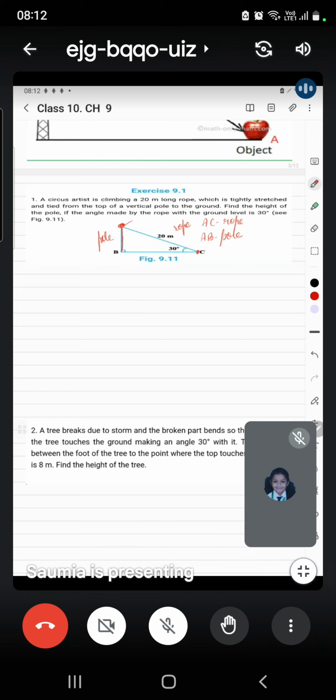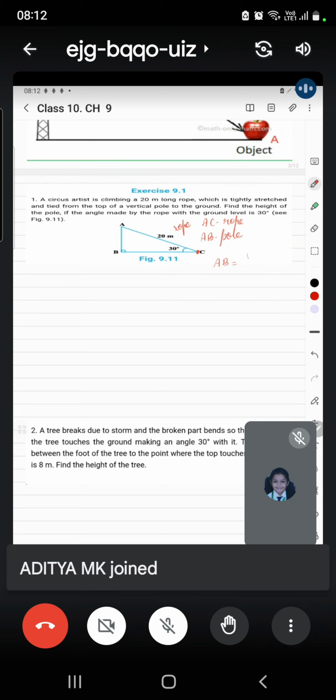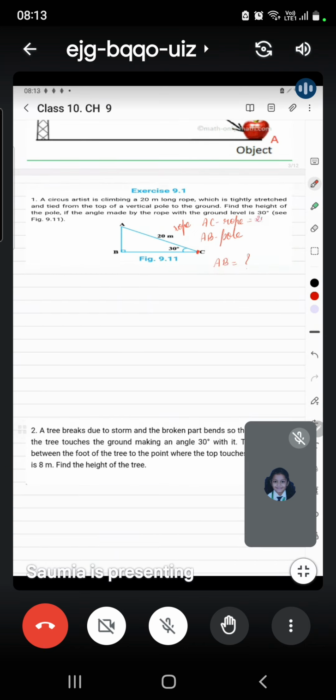Now what do we have to find out? We have to find out the height of the pole. Now for the triangle, what is the pole? AB. So I have to find out AB. The rope is given as 20 meters and angle C is given as 30 degrees. Now whatever I have to find out, AB, with respect to this angle, what side is it? Opposite, adjacent or hypotenuse? Opposite. So I have to find out the opposite side.